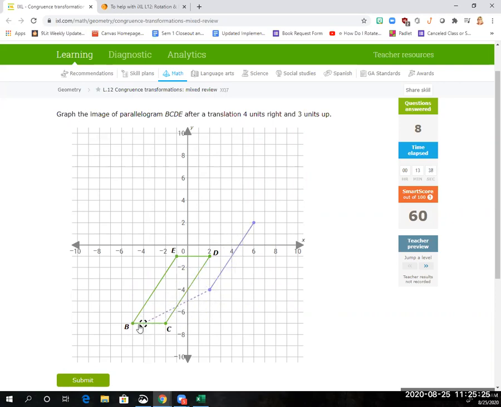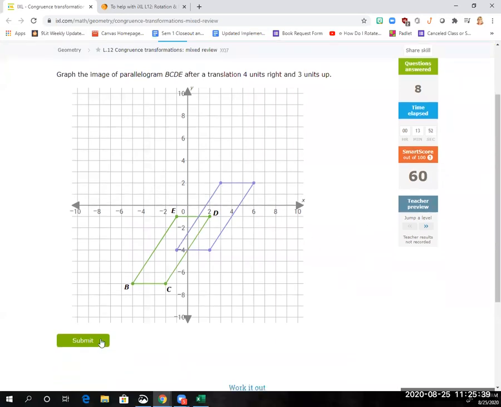And then I'll need to do this one. So right 4, 1, 2, 3, 4, up 3, 1, 2, 3. And then this one, go right 4, 1, 2, 3, 4, up 3, 1, 2, 3. Okay.